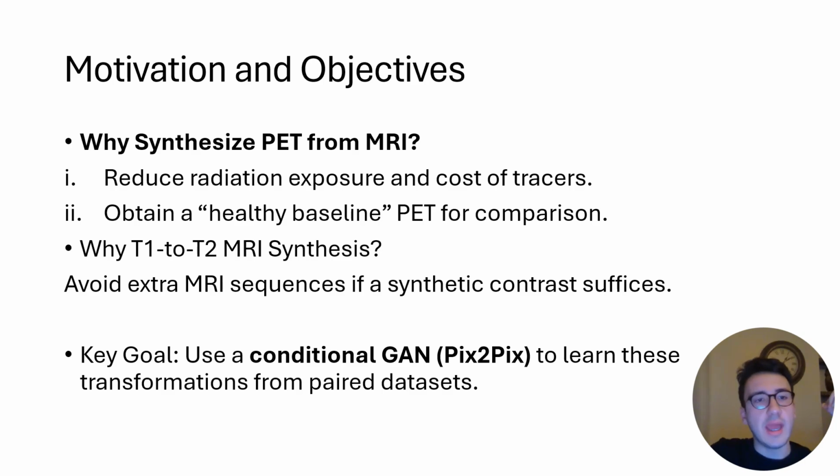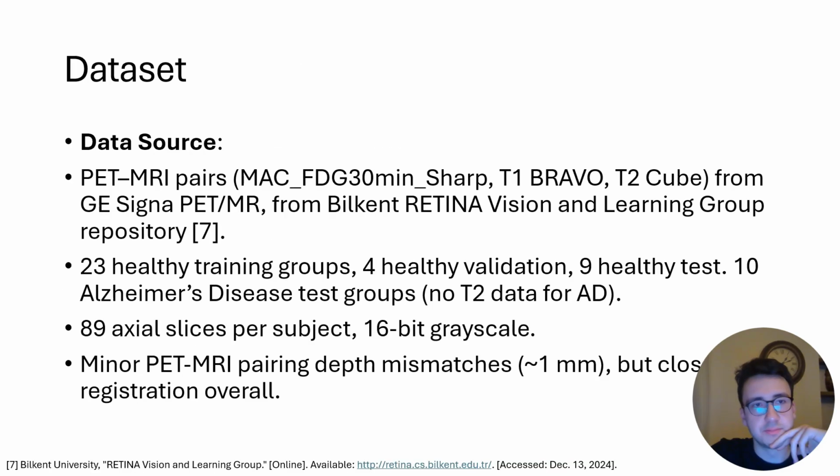And as an addition, I'd like to introduce the motivation to go from T1 to T2 MRI, which is basically if we have one pulse sequence, let's say focusing on T1, we should be able to generate the other pulse sequence output, which would be focusing on the T2 relaxation. So they would essentially show different things. And the goal here is to use a conditional GAN, Pix2Pix, to learn these distributions and transformations and to go from one modality to another.